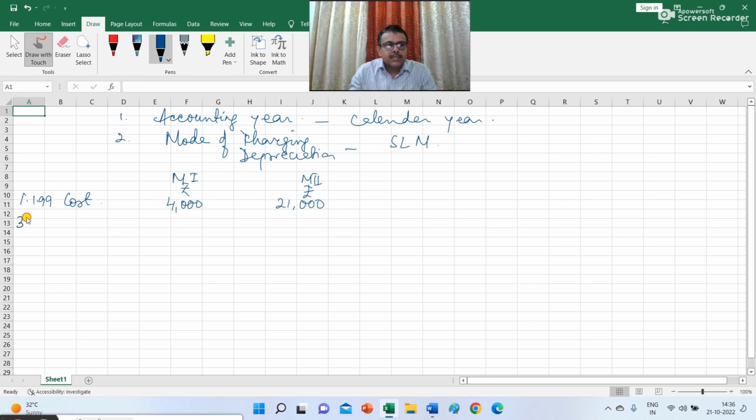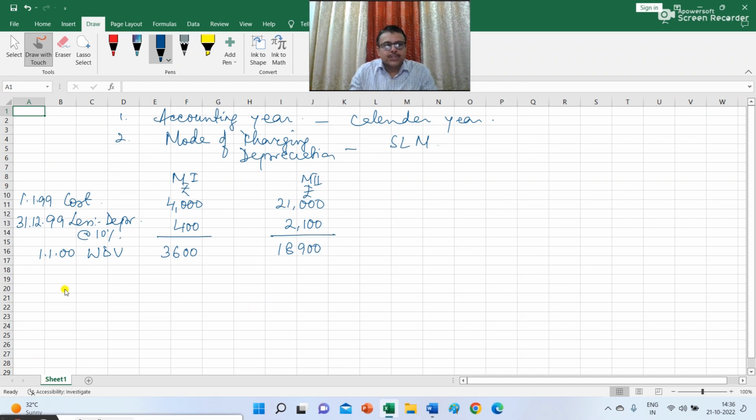So on 31st December 99, we have to charge depreciation at the rate of 10% on the original cost. Since these two machines were purchased on 1st January, the depreciation will be charged for the entire year. So depreciation on machine 1 is 400 and that of machine 2 is 2,100. So on 1st January 2000, your written down value is 3,600 and 18,900.